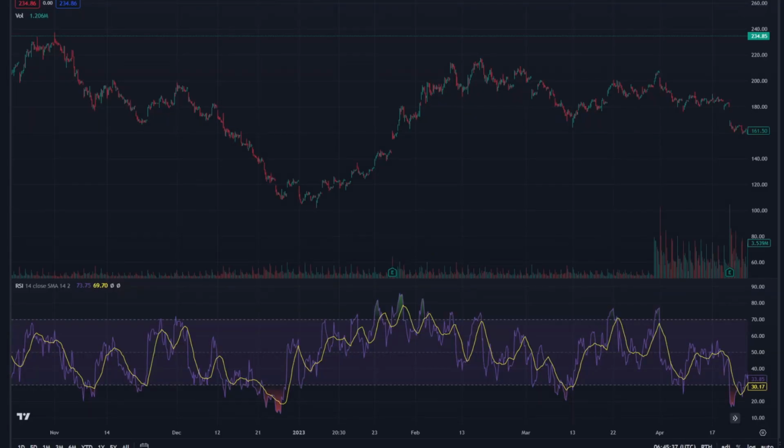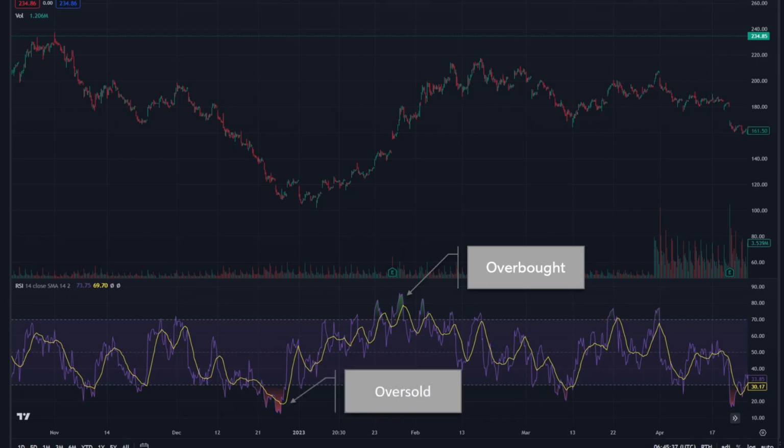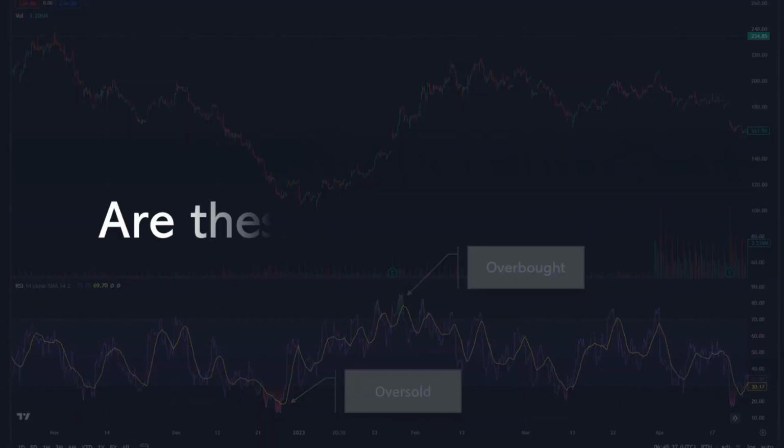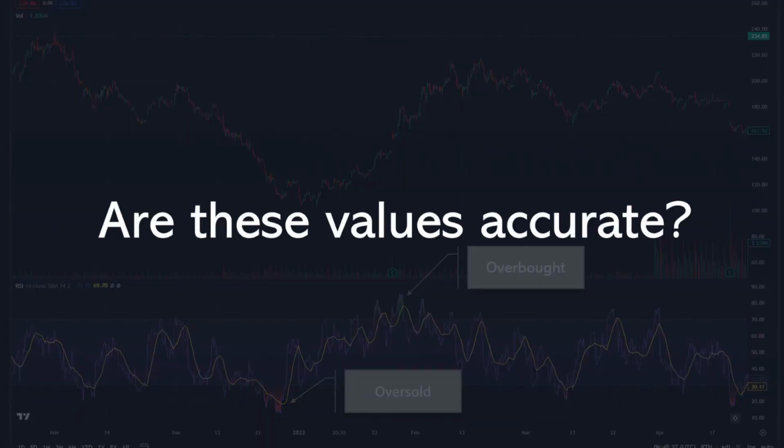The only thing we need to know about RSI is that when the RSI value is 70 or above, the market is considered overbought. And when the RSI value is below 30, the market is oversold. But can you just assume that only 70 and 30 are the magical numbers that indicate the market state? What if the RSI value is 69 rather than 70? Can you say the market is not overbought?